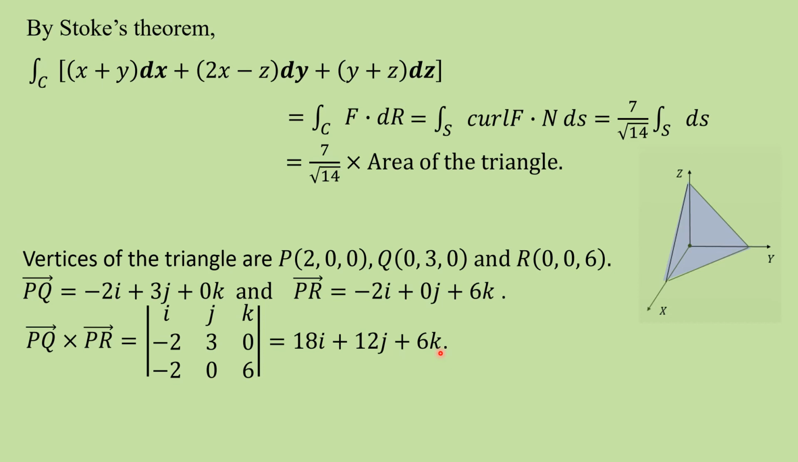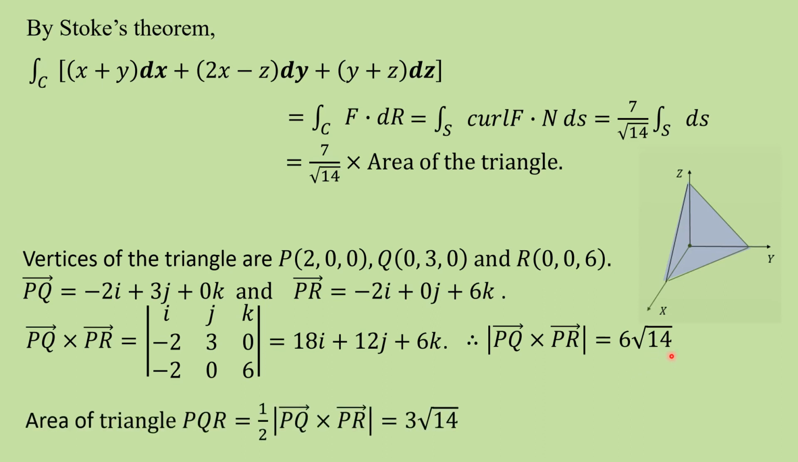Now the area of the triangle is half times the magnitude of PQ cross PR. So I just find the magnitude of this cross product. It is the square root of 18 square plus 12 square plus 6 square. By using a calculator you can solve that. It is 6 root 14. Thereby the area of the triangle PQR is half times the magnitude of the cross product between the two sides, PQ and PR, which is half times 6 root 14, that is 3 root 14.